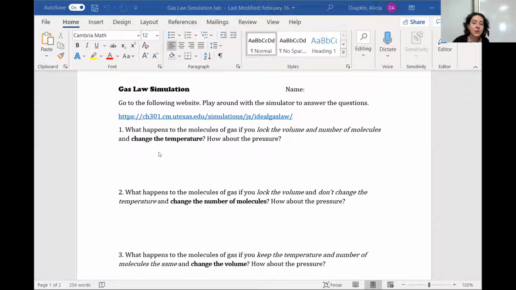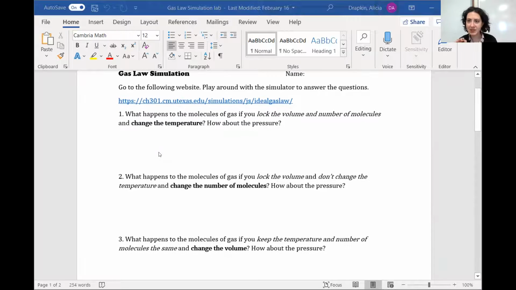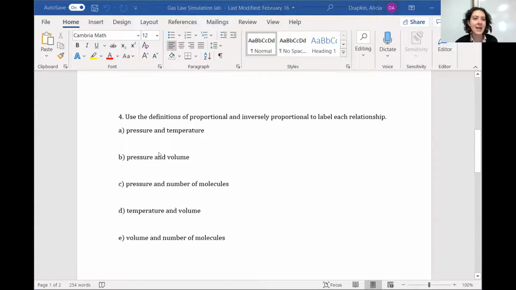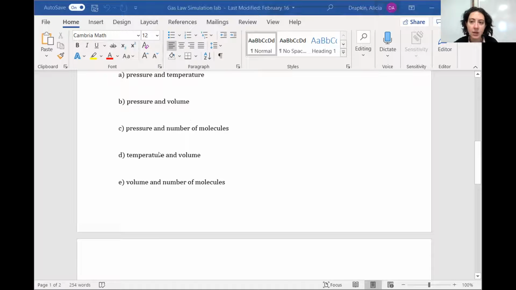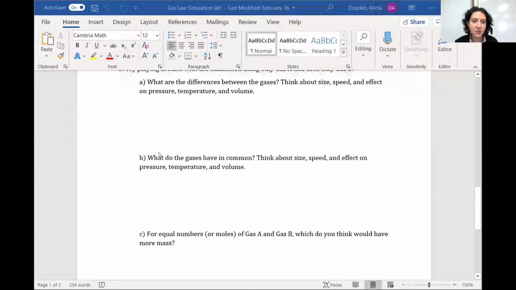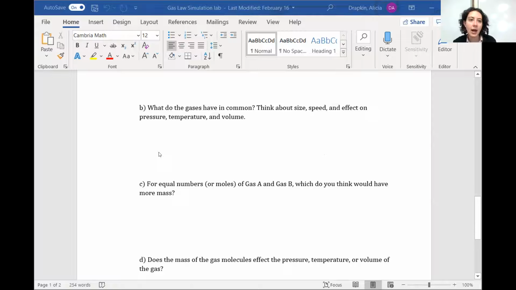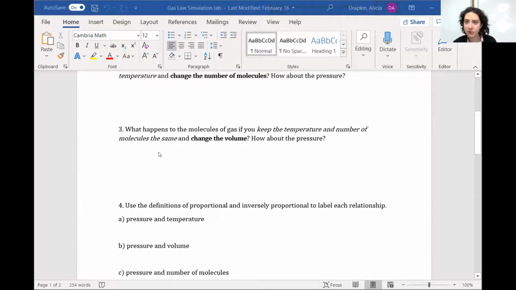All right, so there are a total of 5 questions in this lab. Let me show you what each of them is, and they're kind of divided into 3 sections. The first 3 questions are very specific. I'll give you very specific instructions of what to do and what you're looking for. So that's questions 1, 2, and 3. Question 4 is asking about proportional versus inversely proportional relationships, so identifying each of these as proportional or inversely proportional. And then for 5, there are multiple steps that talk about gas A versus gas B. The first page is the most important, and that's what we'll focus on at the moment.